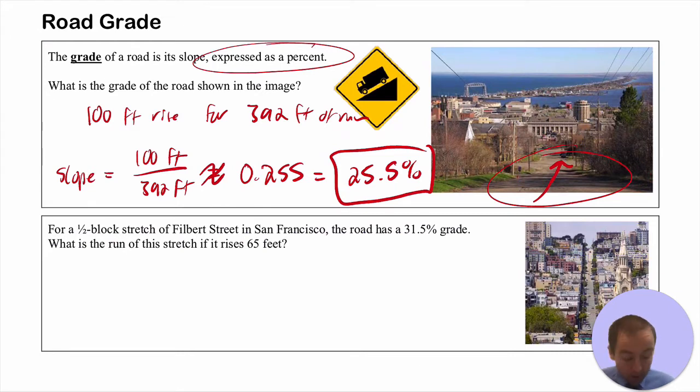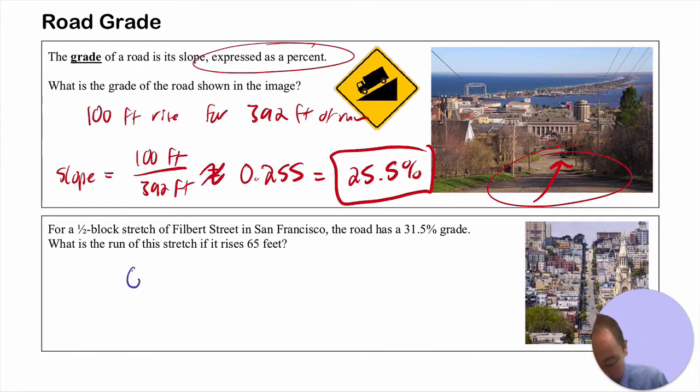And then down here, this is in the city of San Francisco. For a half-block stretch of Filbert Street in San Francisco, the road has a 31.5% grade. What is the run of this stretch if it rises 65 feet? So it turns out that we do know the grade, we know the slope, and we also know the rise of this, but what we don't know is the run, right?